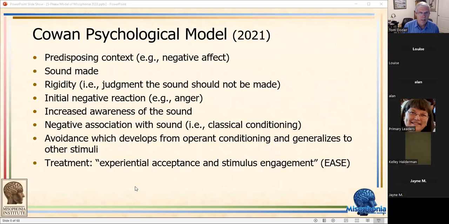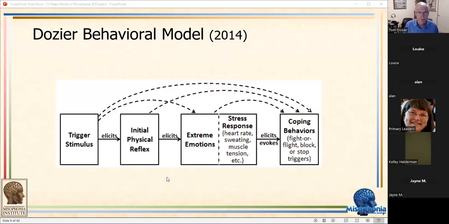Cohen has a really nice model. He calls it a psychological model, where he says that people are kind of predispositioned. They kind of have this negative emotional slant to them. The sound is made. There's some judgment about the sound not being appropriate. And then you get this initial negative reaction, which is anger and increased awareness. And then this builds through classical conditioning, and avoidance develops. And I think there's a lot of merit to this. I think this is probably a very, very accurate model of what's happening from this viewpoint.